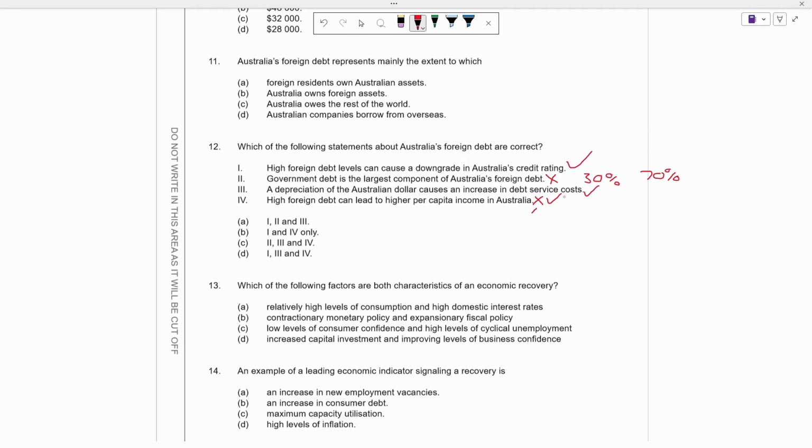Now let's go through why it could be true. Well, if we have high foreign debt, what can we use that money for? Well, we can use the loans to invest in our capital infrastructure, which would increase labor productivity, leading to a higher per capita income. So let's go through the answers. A, this is incorrect. B, this could be correct. C, this is incorrect. D, this could also be correct.